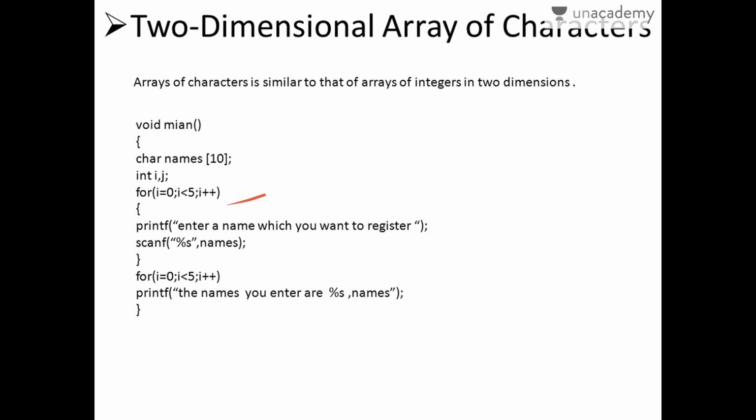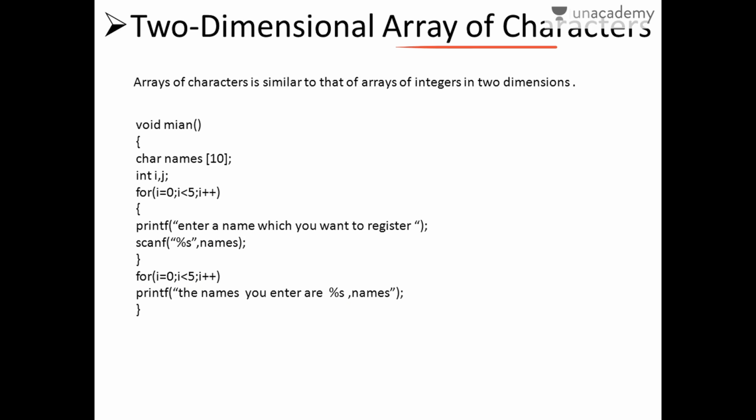So for that purpose I'm using this for loop, and then here I'm asking the user to enter names which he wants to register. Like I want 5 names that I have to register into a single array. All the names are registered and then all the names are given as an output.